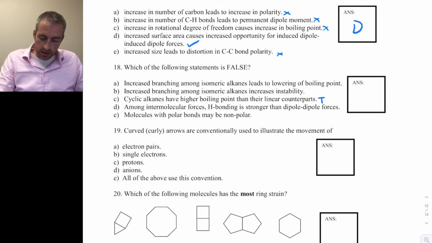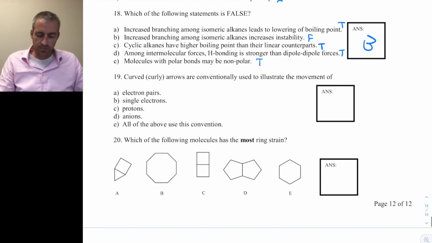Among intermolecular forces, hydrogen bonding is stronger. Generally is. Molecules with polar bonds may be nonpolar. True. Increased branching among isomeric alkanes. Yes, that is true. Increased branching among isomeric alkanes increases instability. It decreases stability. Sorry, increases stability. So it doesn't increase instability. It's like a double negative, but yeah. B is the answer to that one.